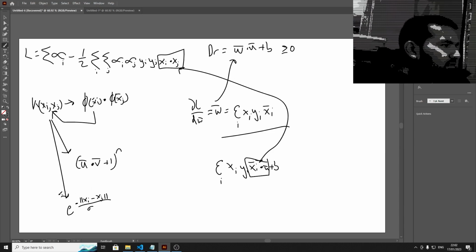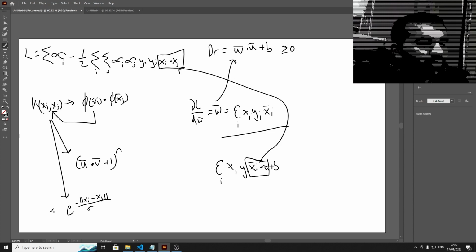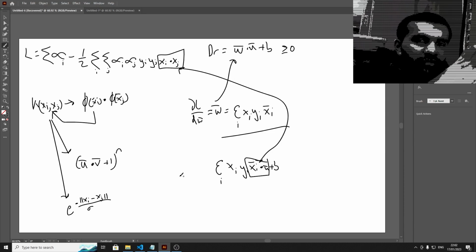One caveat about this kernel function is that this one in particular, I think it's called the radial basis function, RBF. I forgot the exact name for it. But if you make sigma a small enough value, you'll have a kind of curve around your data, so you'll be overfitting your data.